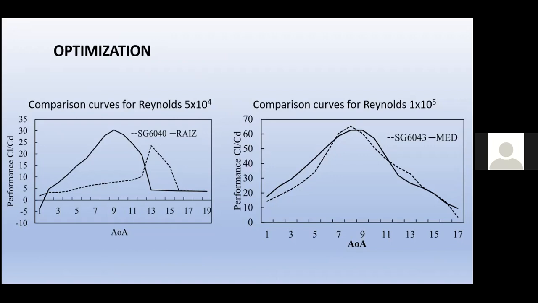and with less steep slopes. For the middle zone, SG6043 was selected and also optimized, where on the right side we can see a comparative graph for a Reynolds number of 100,000, and where the base profile SG6043 and its optimized version MET do not have much difference in the values of the lift-drag ratio, but we can appreciate a curve with less steep slope in the MET profile.